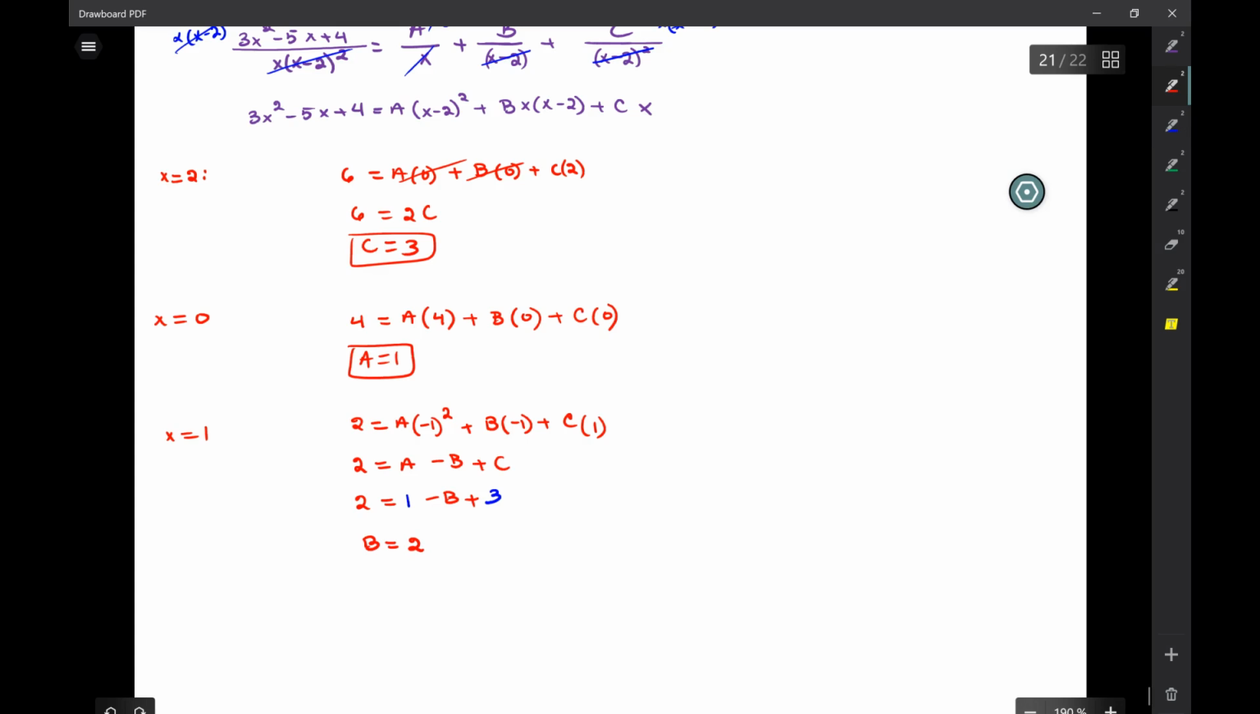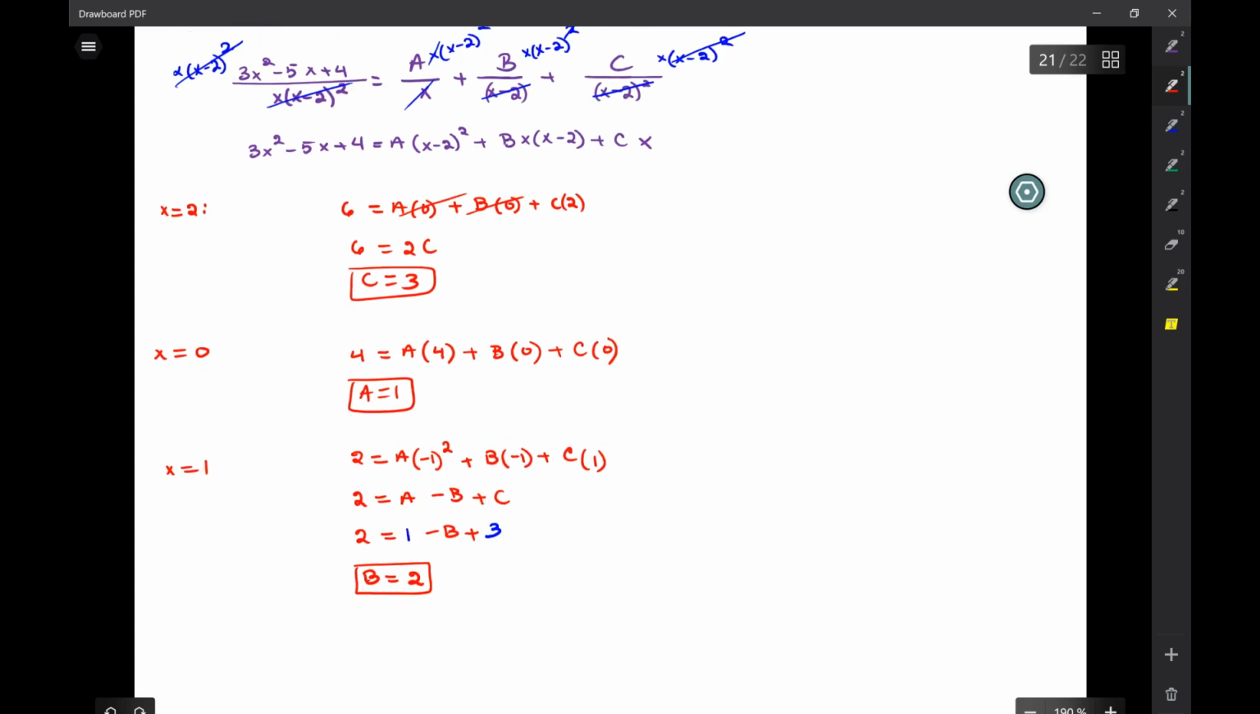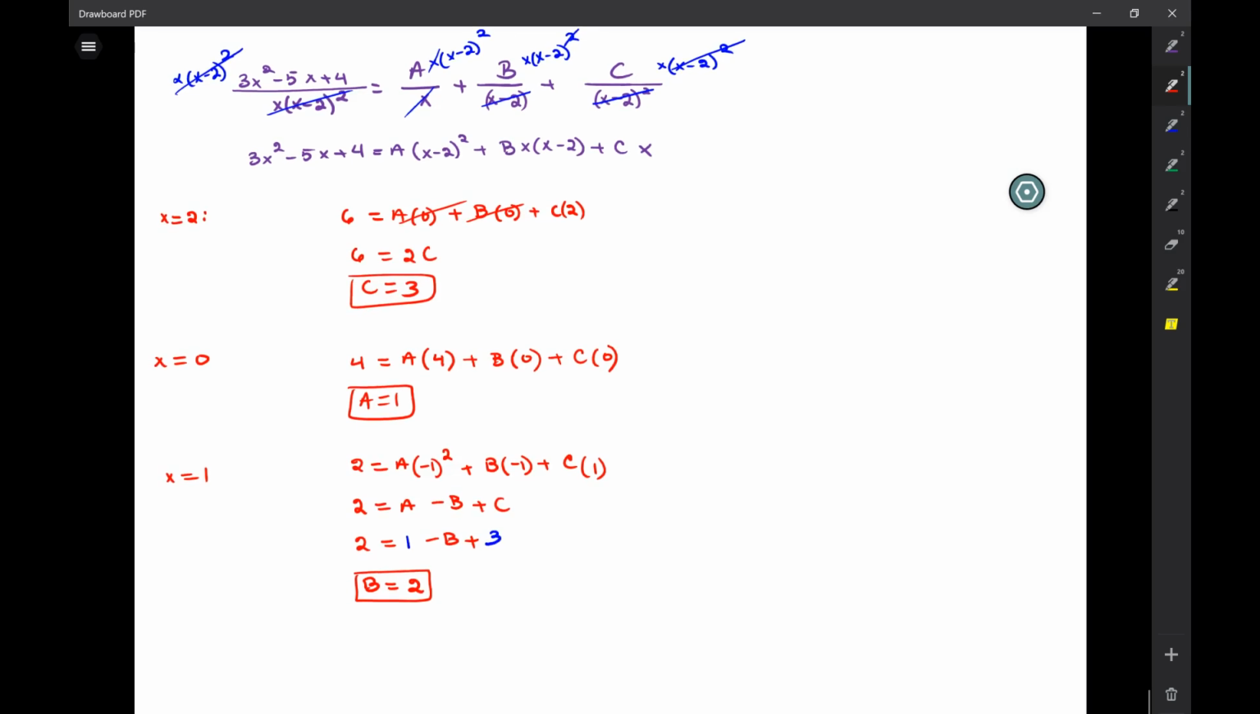Why is it B times negative 1? Here, we plugged 1 in here. So it's B times 1, and then negative 1. So it's 1, 2, 3. That's so cool.